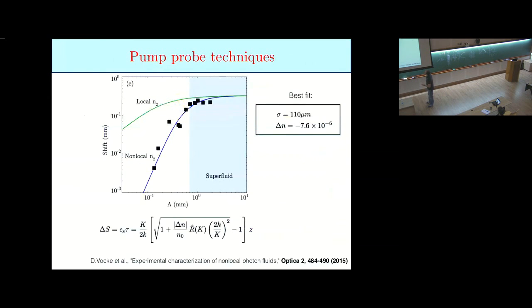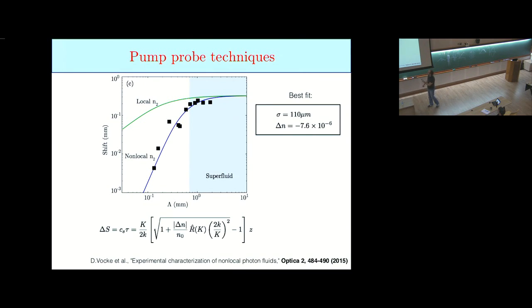Okay? So if you do that, here I'm plotting the shifts that we actually measured versus the wavelengths of our waves. Okay? And we find something like this. This is the curve that we'd expect if we had a local nonlinearity, and this is the curve that we actually predict in the case of a non-local nonlinearity. So you can clearly see, over here the two curves come together, but down here you can clearly see the deviation due to the non-locality.